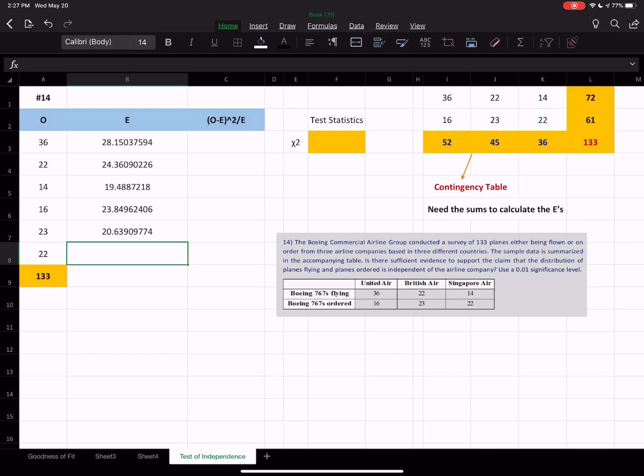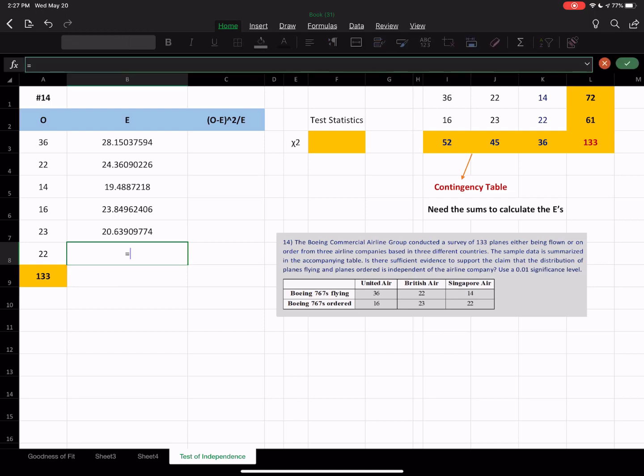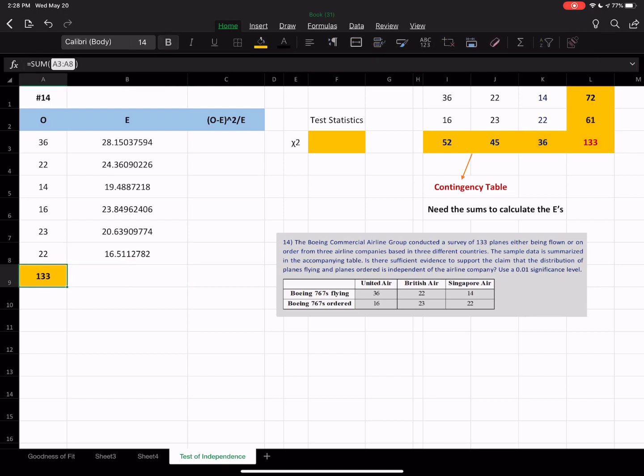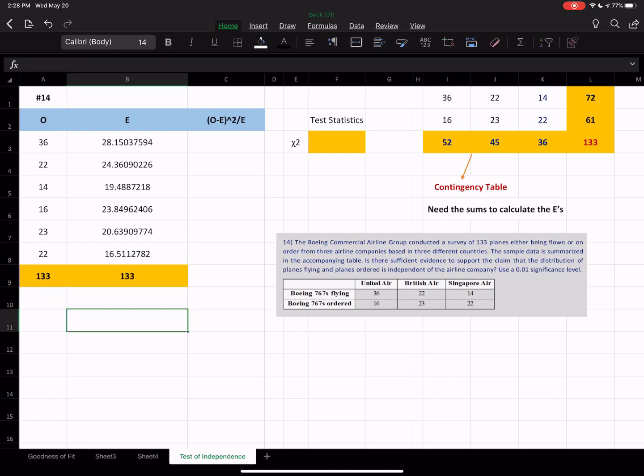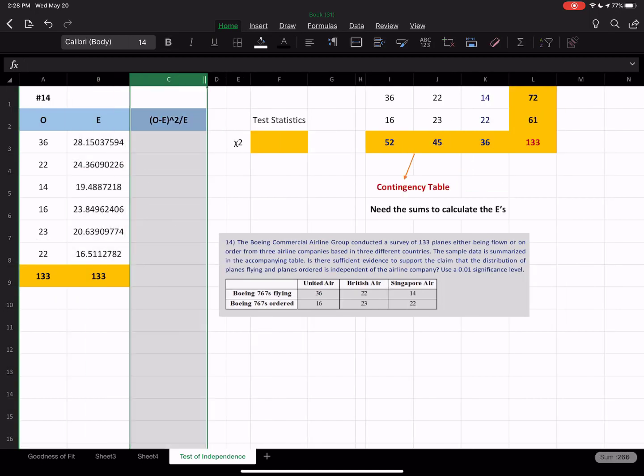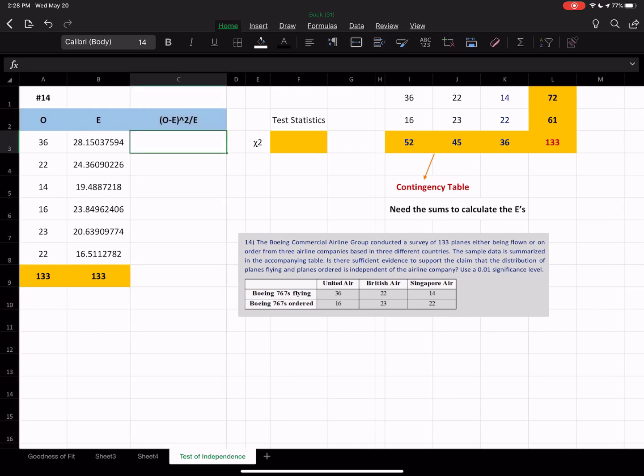And of course, you could always check at the end if the sums are not the same. That means you made an error somewhere, you clicked on the wrong thing. And usually that's what the problem is. So for 22, again, it will be the row total, which is 61, multiplied by the column total, which is 36, divided by the grand total, which is 133. And again here, let's hope we haven't made an arithmetic error. Oh, we haven't. We're good. We're safe.